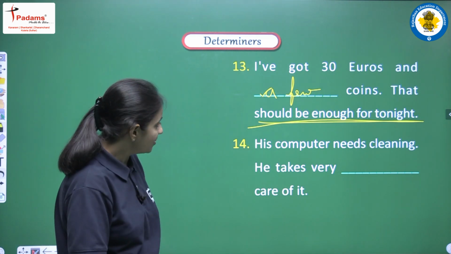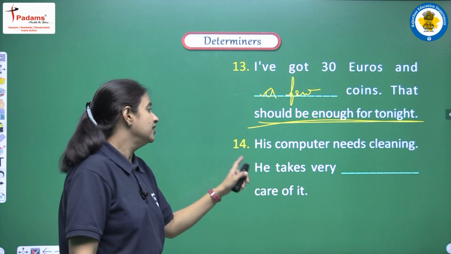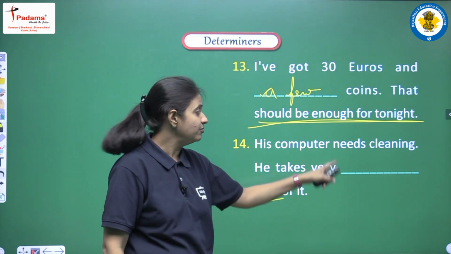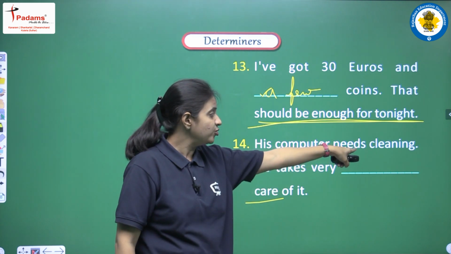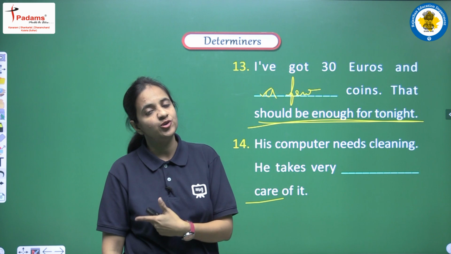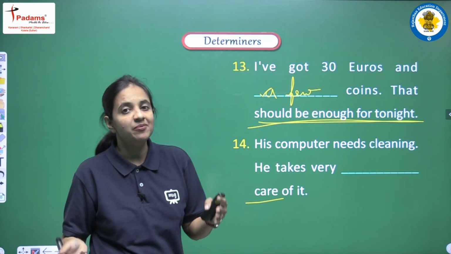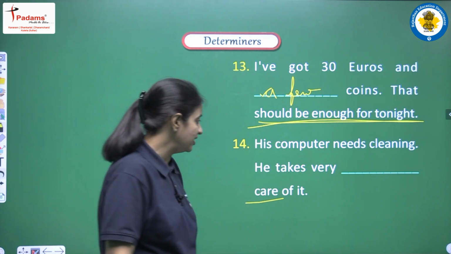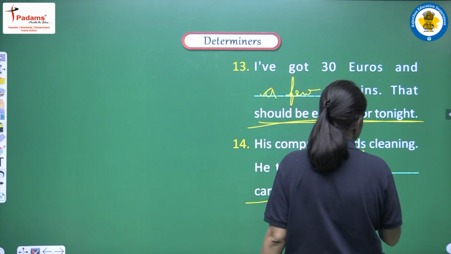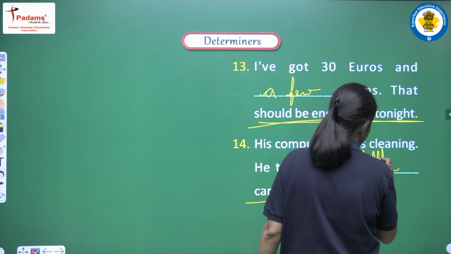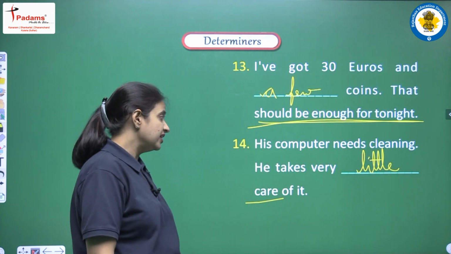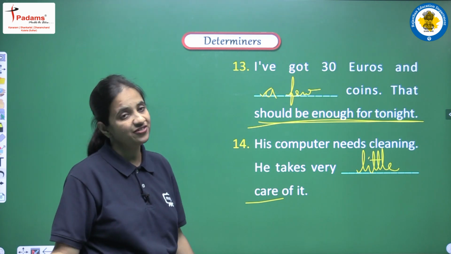Next is his computer needs cleaning, he takes very little care of it. Care is uncountable noun, and because of this reason that his computer actually needs cleaning. So computer को clean कब करना पड़ेगा, जब हम computer की care नहीं करेंगे. So here we are trying to show the negative meaning. So for care, here our answer will be little. And the sentence will be his computer needs cleaning, he takes very little care of it.